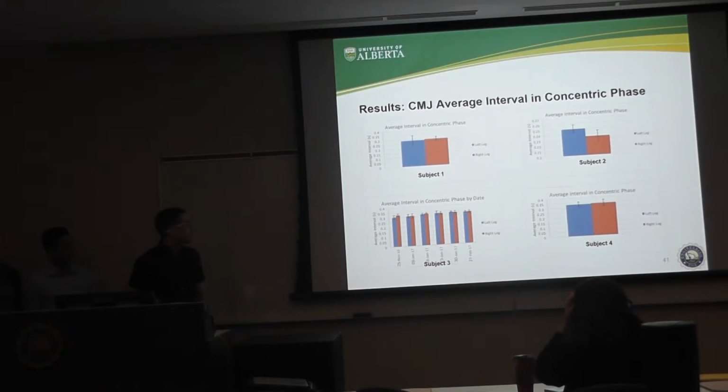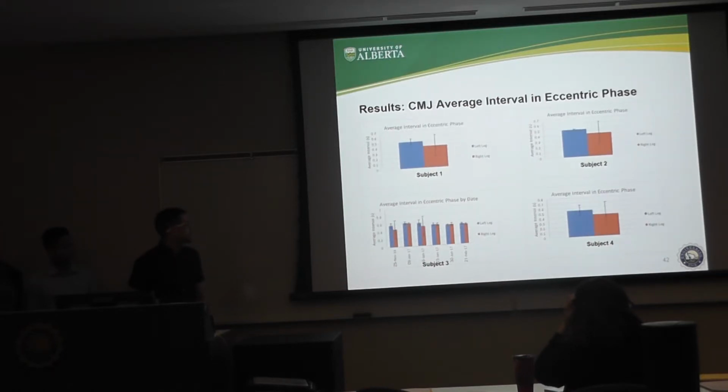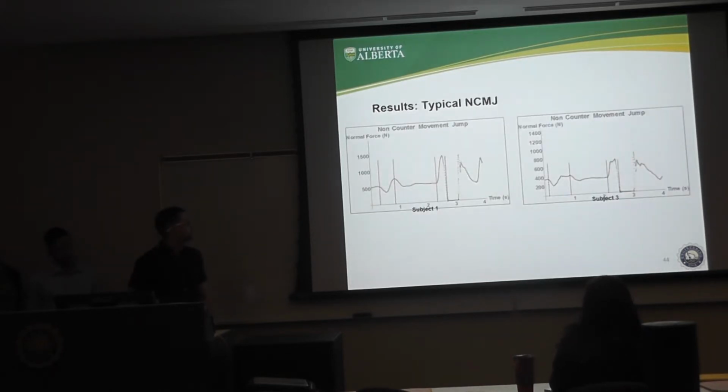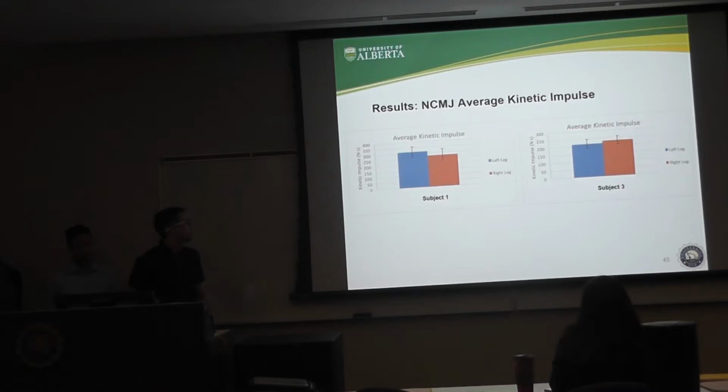So we looked at the average interval in concentric and eccentric phases, and then the average peak force. They didn't tell us much for the 3 subjects of 1, 2, 4, but for subject 3, we saw the same trend of decreasing standard deviation. But looking at these single data runs, there isn't that much to tell.